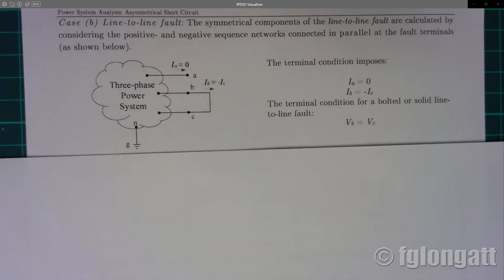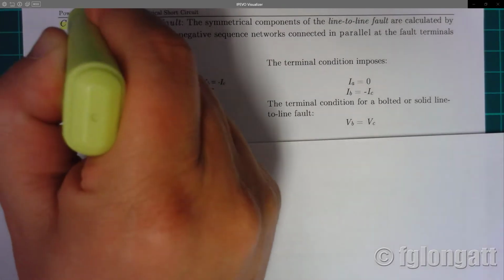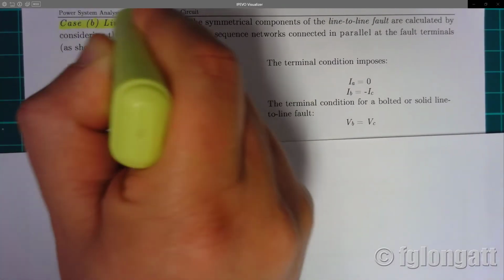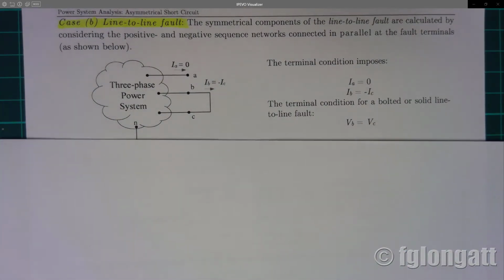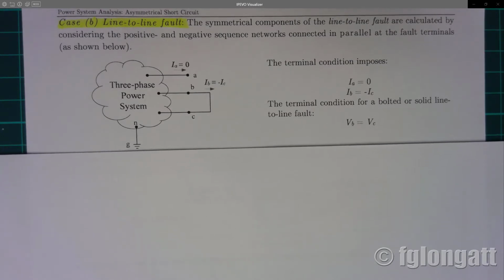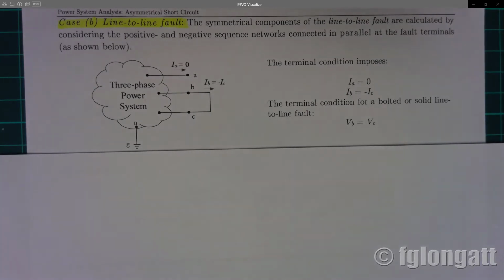Okay, now it's time for case B, or question B. We are talking about line-to-line fault. What is the terminal condition for this kind of fault, line-to-line faults?